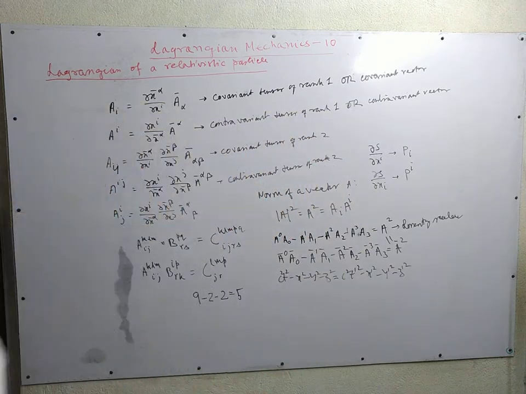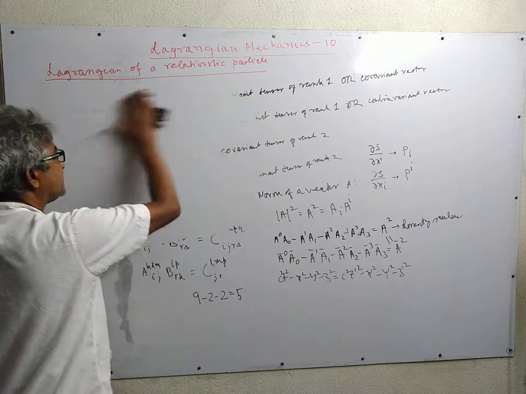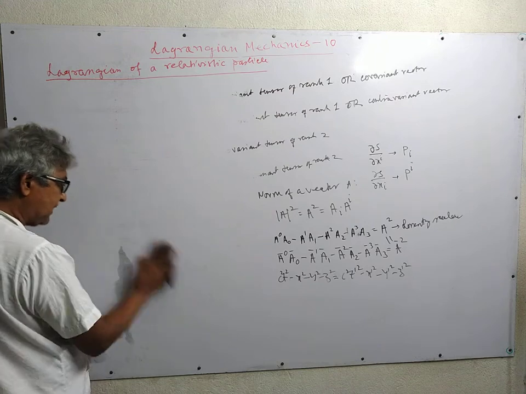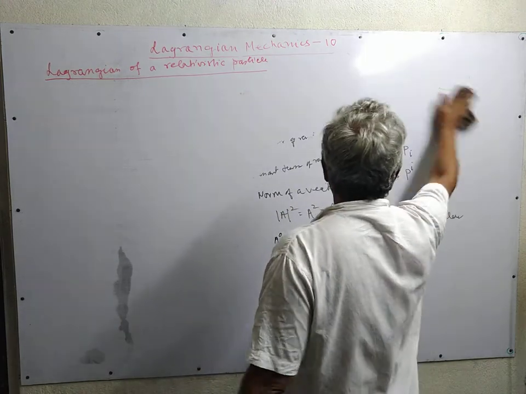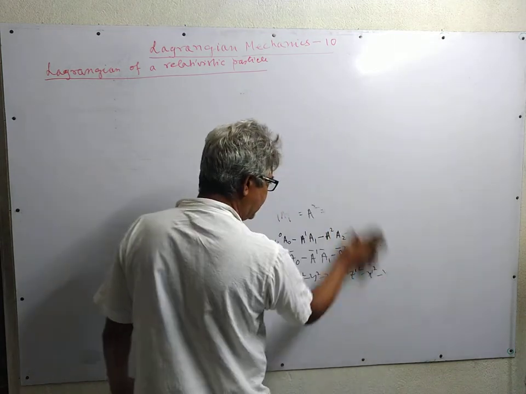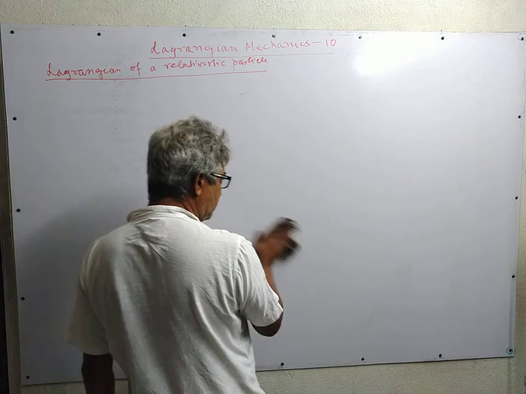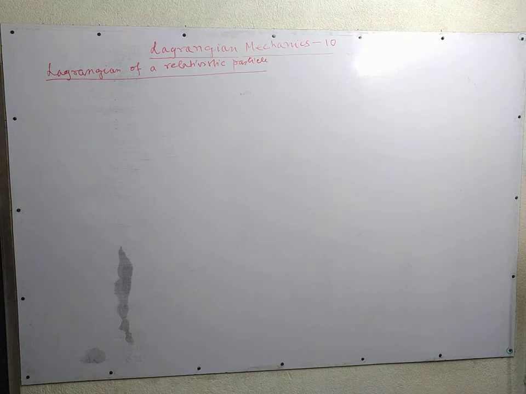With this small introduction to tensors, we now switch over to our main purpose, that is to obtain the Lagrangian of a relativistic particle. In classical non-relativistic mechanics, we obtain the Lagrangian as a scalar because it is T minus V, where both T and V are scalars. Rather, they are 3-scalars, because time was not there.